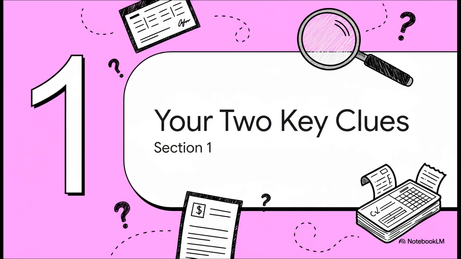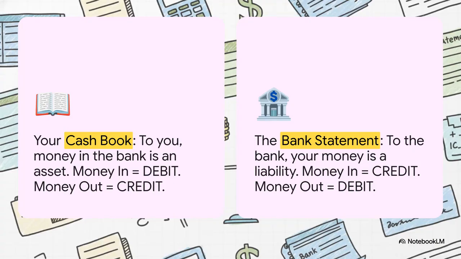Every good detective starts with the evidence, right? And for this case, we've got two key pieces of it. Okay, the very first clue is getting your head around this one big idea. Your cash book and the bank statement are basically mirror images of each other. See, to you, the money in your bank account is an asset. It's yours. But to the bank, that same money is a liability. It's cash they owe back to you.